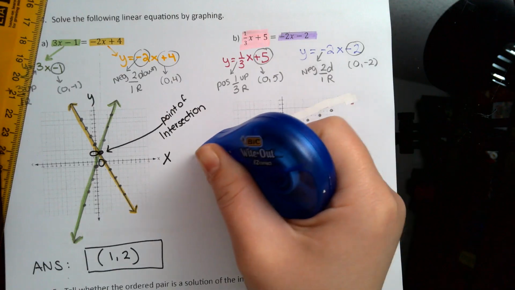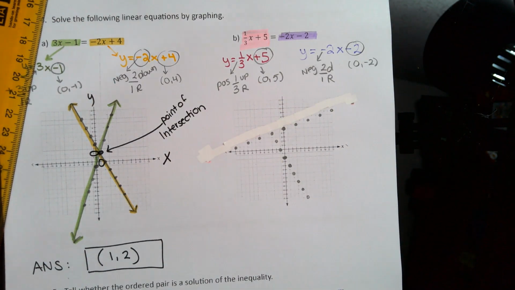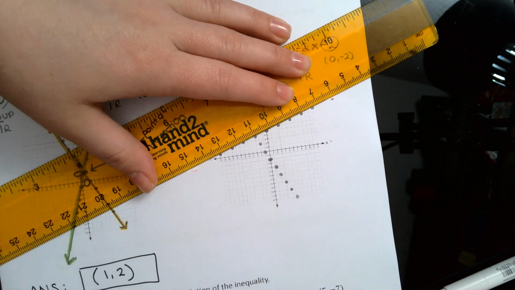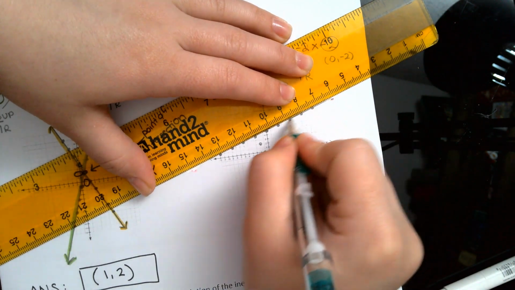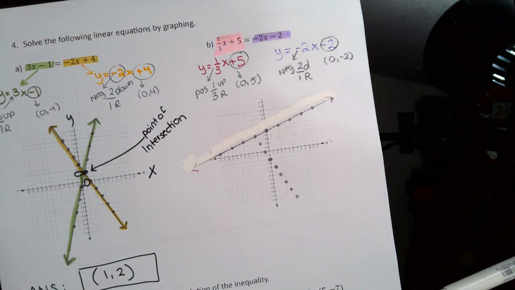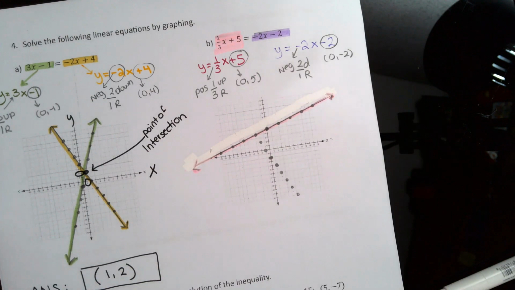So let's erase, erase, erase, erase. And that's okay. Things happen. I'm human. All right, let's try again. This is our pink. Connect. There we go. I'm going to highlight that. That's our pink line. Let's go back to our purple.